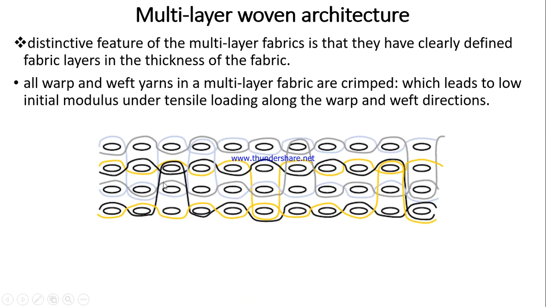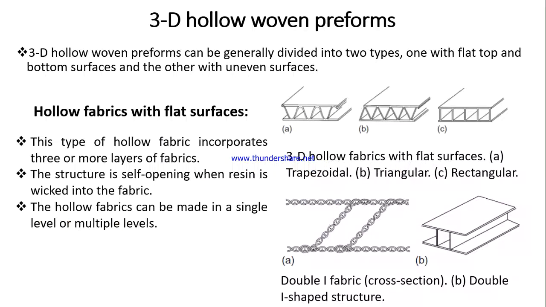There is some binding of the warp yarn around the weft yarn and vice versa, which leads to low initial modulus in tensile loading along the warp and weft direction. This is the disadvantage, or demerit, of the multi-layer woven architecture, that the initial modulus is low due to the high crimp in the warp and weft yarns.